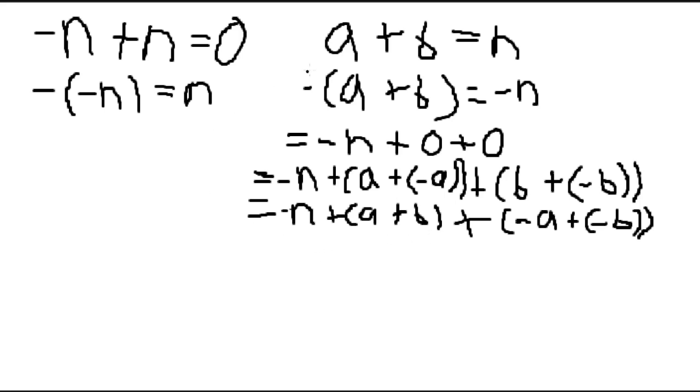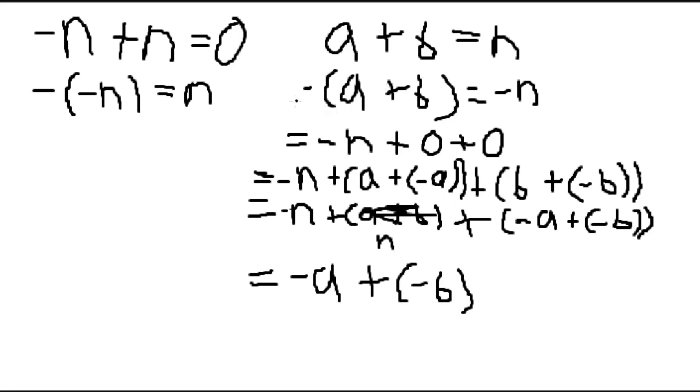And if we look backwards in our work, we see that a plus b equals n. So we can just cross this out and substitute n. And you see here that we have a negative n and an n. And we know, because those are additive inverses of each other, that that is 0. So because those cancel out, we just end up with negative a plus negative b. Very nice. And remember, we're saying this is equal to negative a plus b.